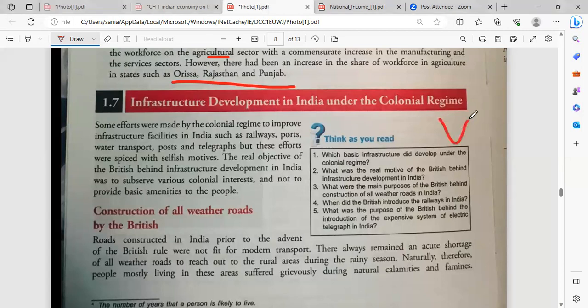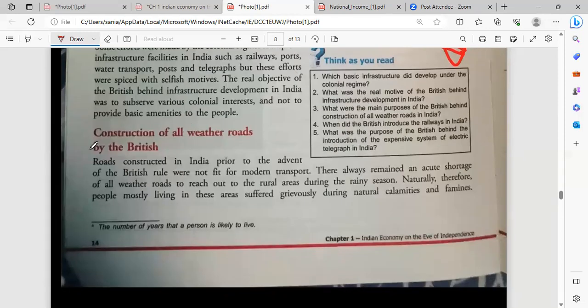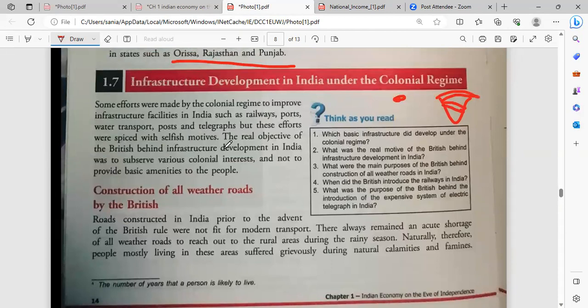For example, this is India, and Britain is here somewhere. I need to transport something from here to this port. Right now, it was taking a long time. So the Britishers thought, let's construct the railways, let's construct good roadways, and let's construct the post, telegraph, ports, and so many things. So they just thought of infrastructure development like this. Basically, this was the main motive of the Britishers behind all this.